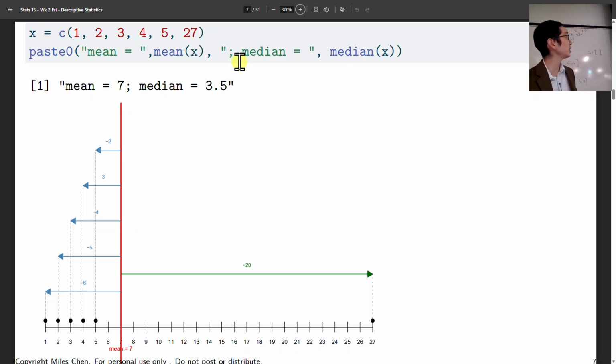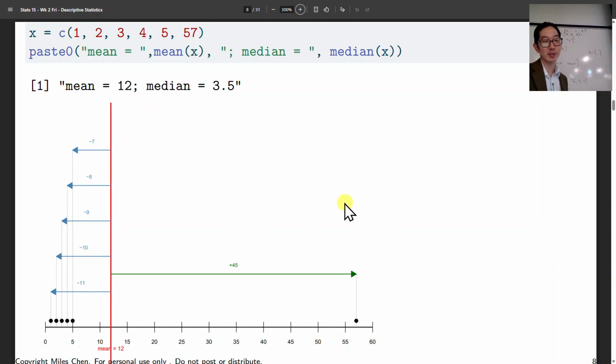Here, I can just keep making it more and more extreme. So I got 1, 2, 3, 4, 5, and 27. I think that adds up to 42. 42 divided by 6 is 7. And so here my mean is 7, and all 5 of these numbers down here are below 7, and I've got deviations of minus 6, minus 5, minus 4, minus 3, and minus 2. That adds up to negative 20. And then over here, 27 is 20 units above 7. And so the negative side cancels out with the positive side. We get 0 there. Median is still going to be 3.5.